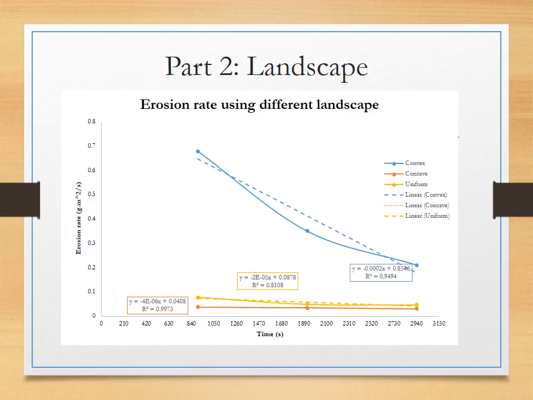This is our second experiment, and it is done by using different landscape, which is the convex, concave, and uniform slope. This graph shows that soil in convex slope has significantly higher rate of erosion as compared to those in concave and uniform landform. We did not conduct t-tests for this part of the experiment due to the lack of data we have.